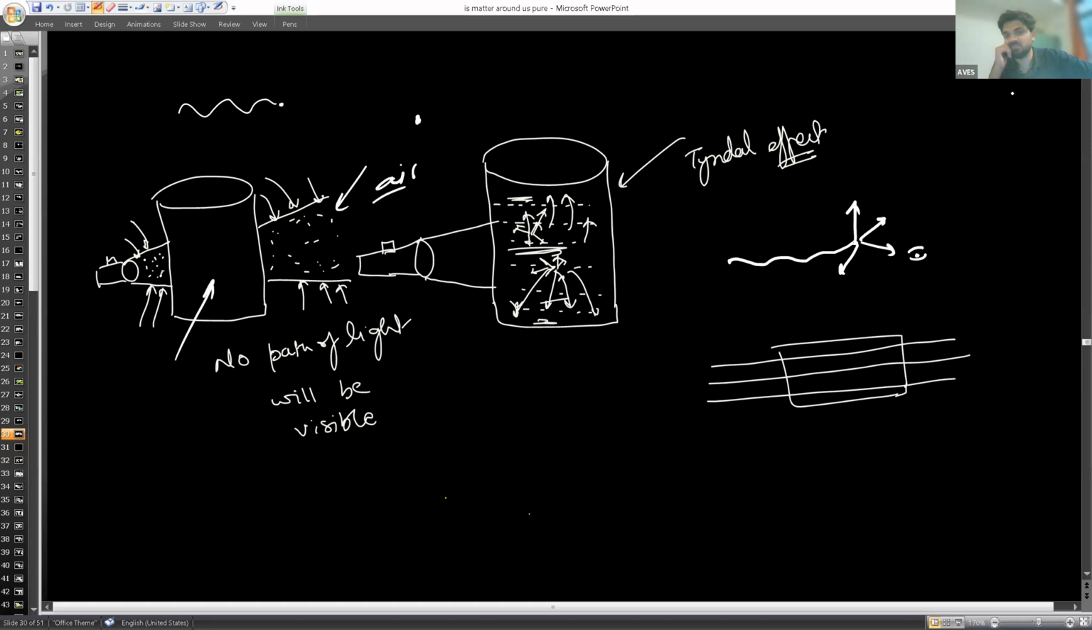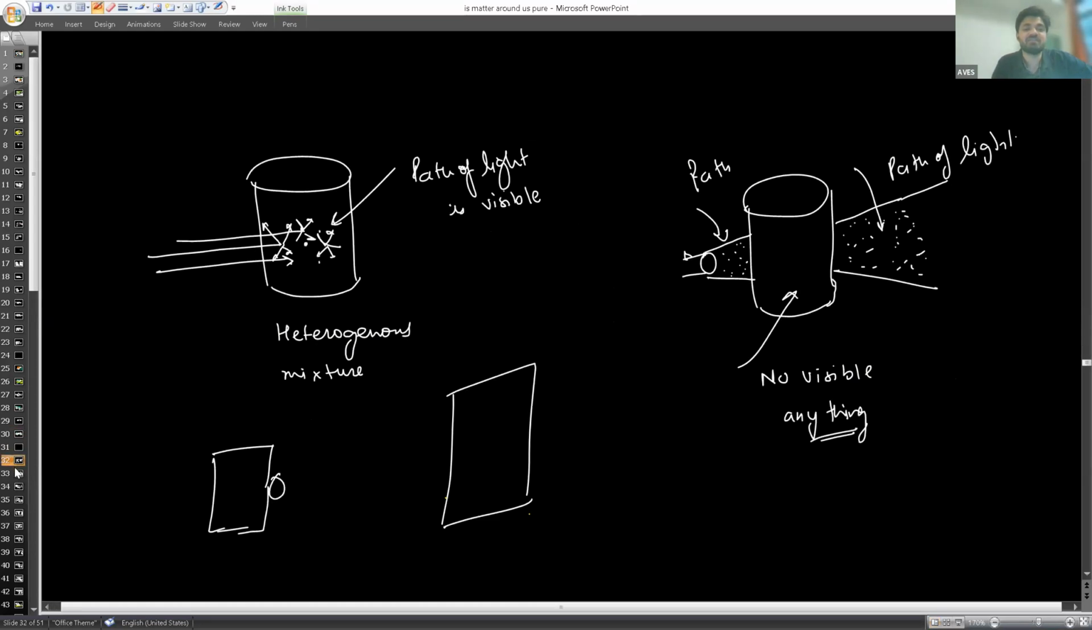Understood? This scattering of the beam of light is called the Tyndall effect. So a heterogeneous mixture shows the Tyndall effect, while a homogeneous mixture does not show the Tyndall effect. In a heterogeneous mixture, the path of light is visible. But in a homogeneous mixture, no path is visible. Nothing is visible.